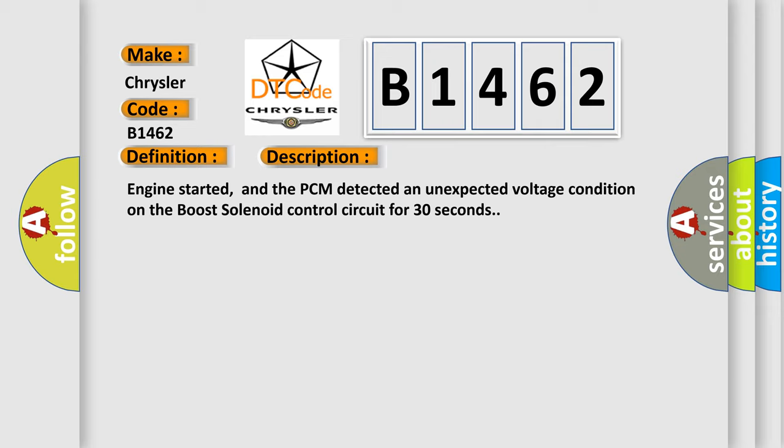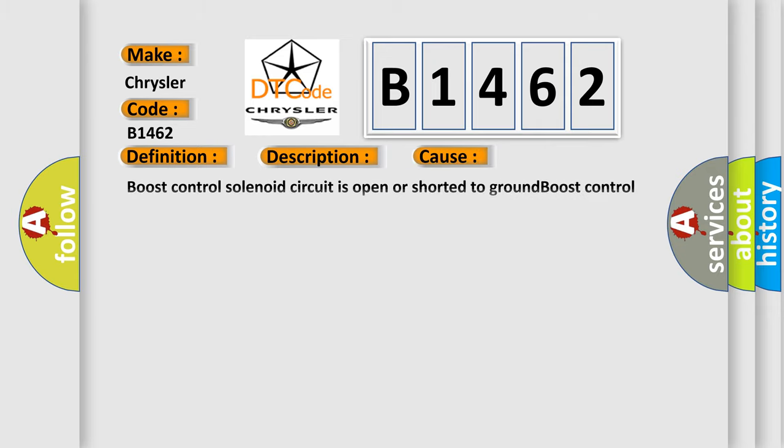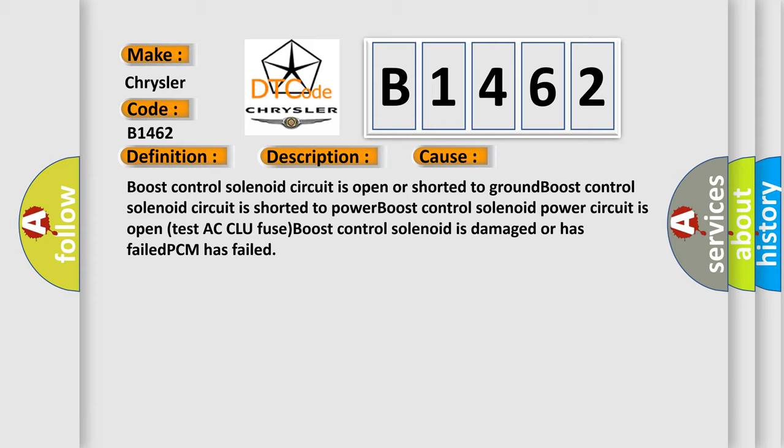Engine started, and the PCM detected an unexpected voltage condition on the boost solenoid control circuit for 30 seconds. This diagnostic error occurs most often in these cases: boost control solenoid circuit is open or shorted to ground, boost control solenoid circuit is shorted to power, boost control solenoid power circuit is open, test ACCLU fuse, boost control solenoid is damaged or has failed, PCM has failed.